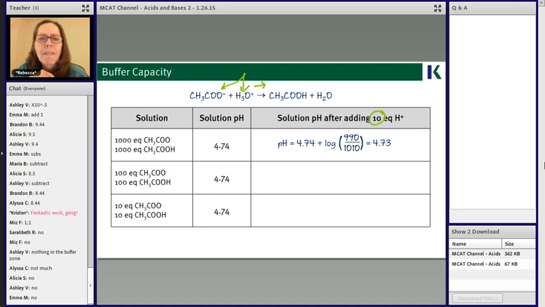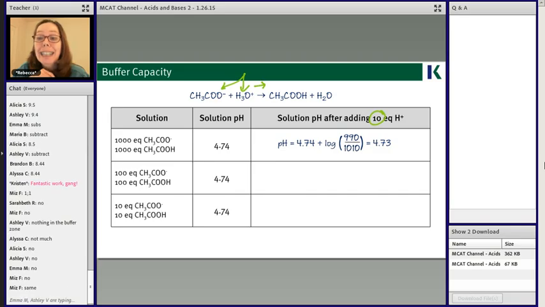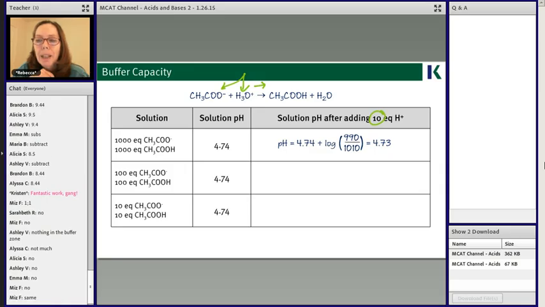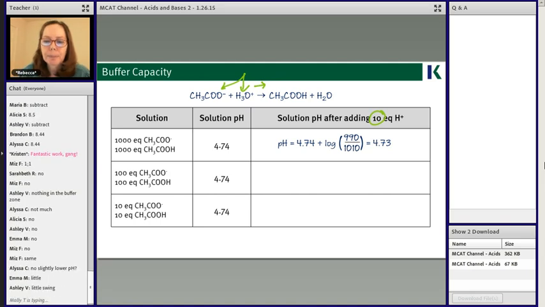Is this going to have much of an impact on what's going on here? What's going to happen when we add 10 equivalents to 100? So now we're looking at a 10% shift, right? Is it going to stay the same? A 10% shift, what are you thinking? Big swing, little swing. Let's look at some numbers. Yeah, now we're looking at 90 over 110, which is 9 over 11.